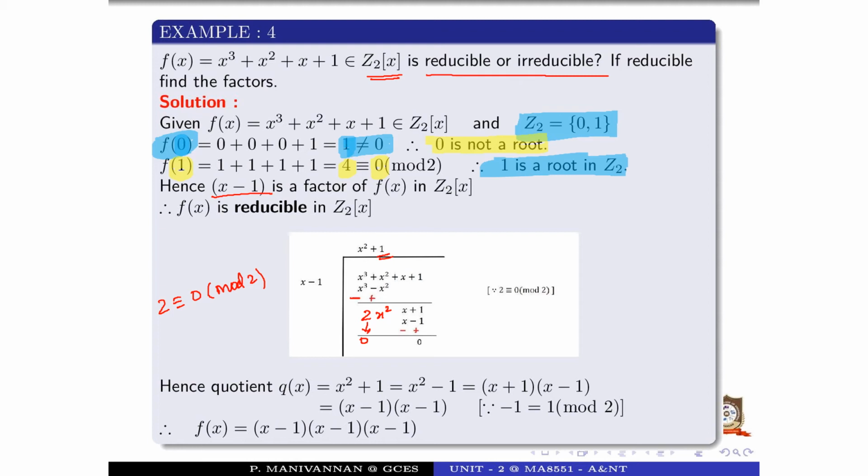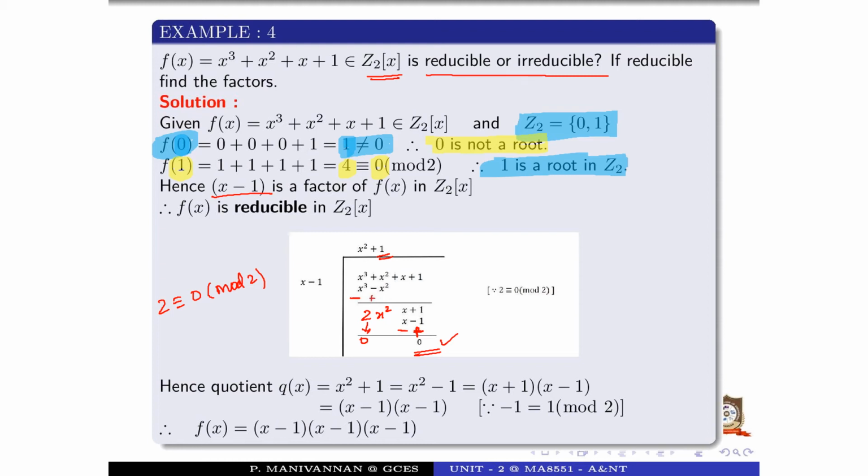Then we bring down the next element, x plus 1. Multiply by 1, we get x minus 1. Then subtracting, we change the signs: x minus x is 0. Again, 1 minus of minus is plus, so 1 plus 1 is 2. 2 equal to 0. Therefore, the remainder is 0. Therefore, the quotient is x squared plus 1.